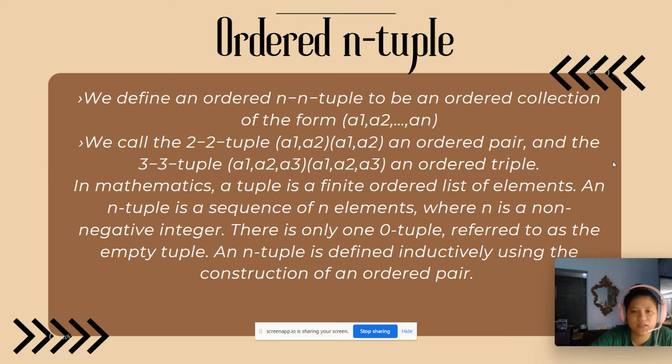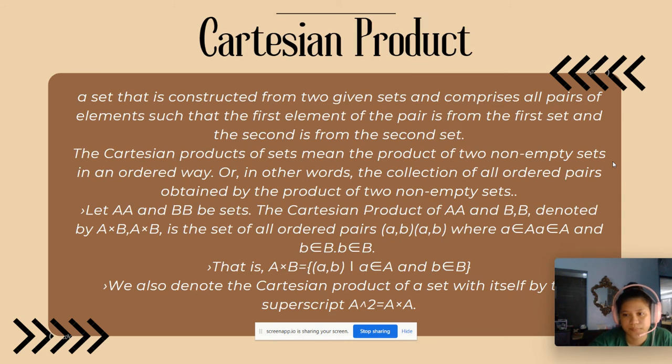In mathematics, a tuple is a finite ordered list of n elements, and an n-tuple is a sequence of n elements, where n is a non-negative integer. There is only one 0-tuple, referred to as the empty tuple. An n-tuple is defined inductively using the construction of an ordered pair.